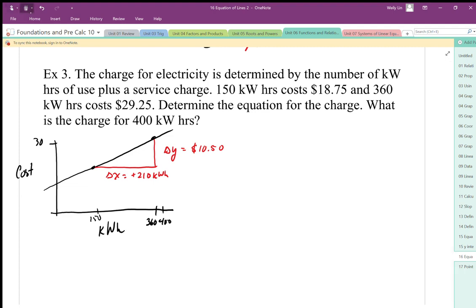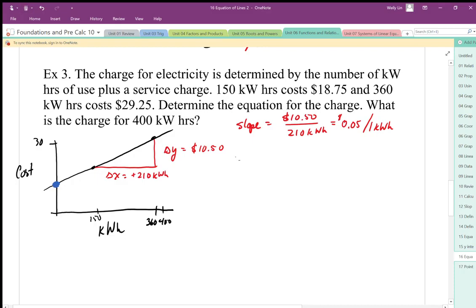So then my slope works out to be $10.50 for every 210 kilowatt hours. As a unit rate, 10.5 divided by 210 gives us $0.05 for 1 kilowatt hour. Okay, so there's my slope. I want to solve for the y-intercept. The y-intercept is the initial charge, so the charge when we don't use any electricity.